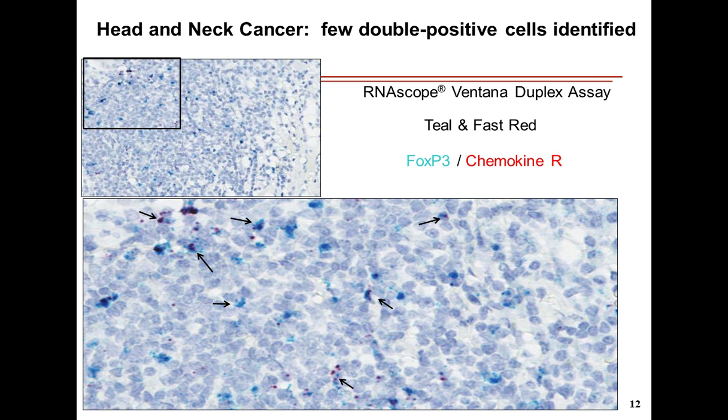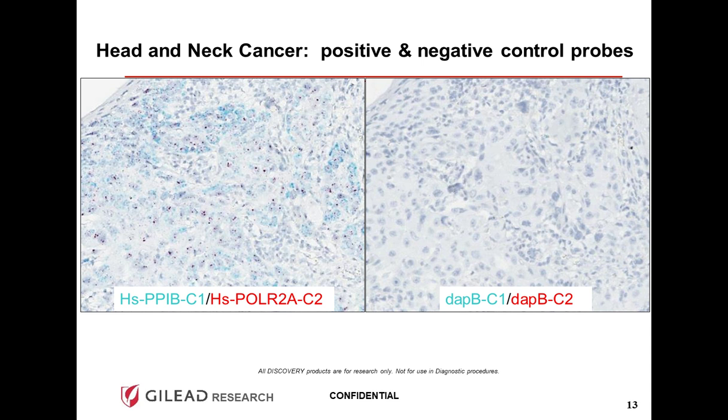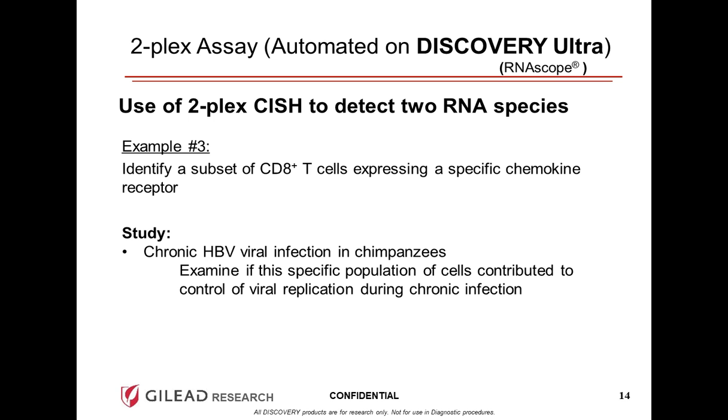Here's another example, another head and neck cancer tissue where we were able to identify a few double positive cells, again using teal for FOXP3 and chemokine R in red. And so where the arrows are pointing is a subpopulation of cells that were expressing chemokine R. And again, with all our assays, we have controls. On the left, we have our positive controls, and on the right, we have our DAP-B negative controls for the dual IHC assays.